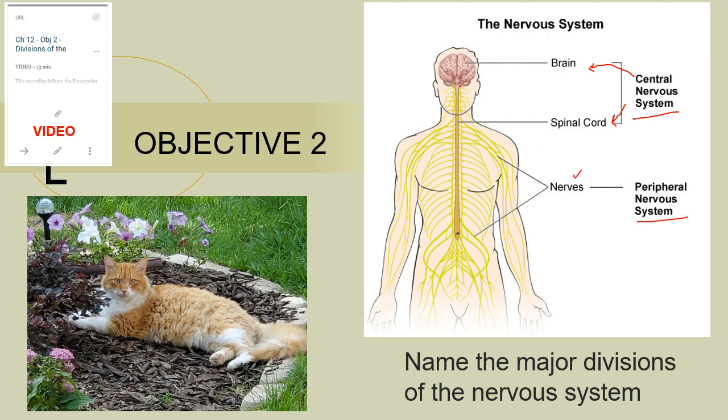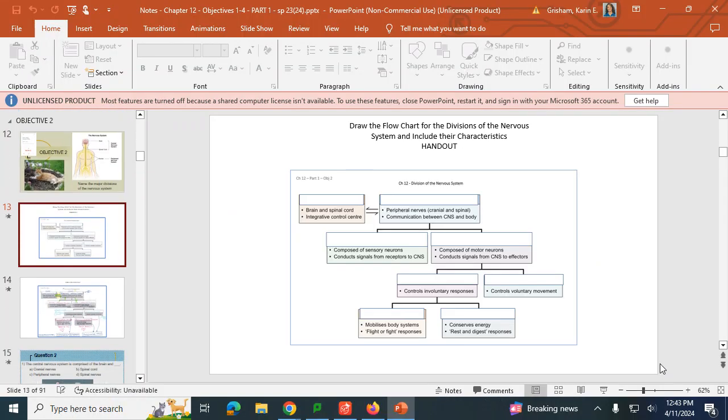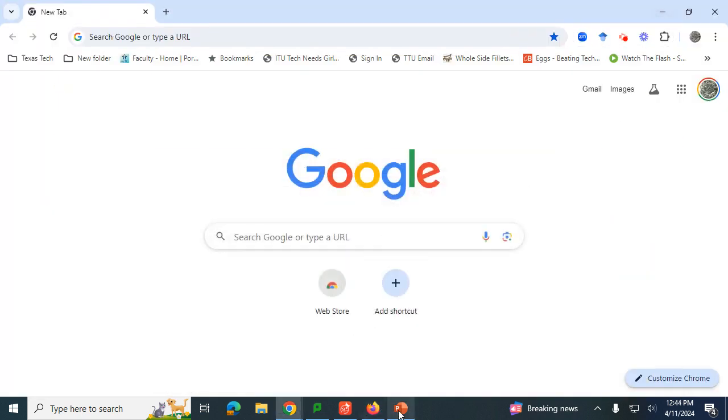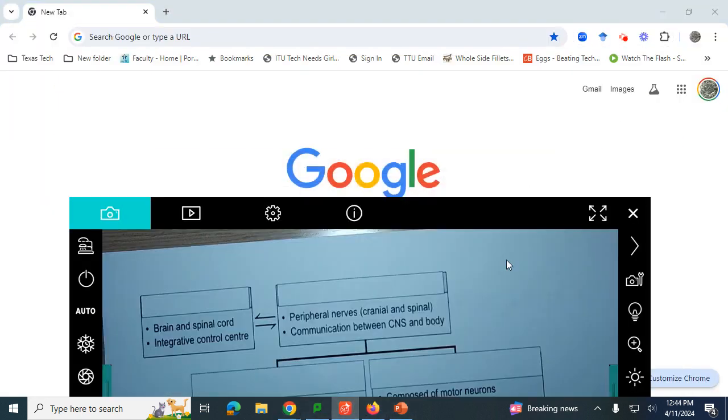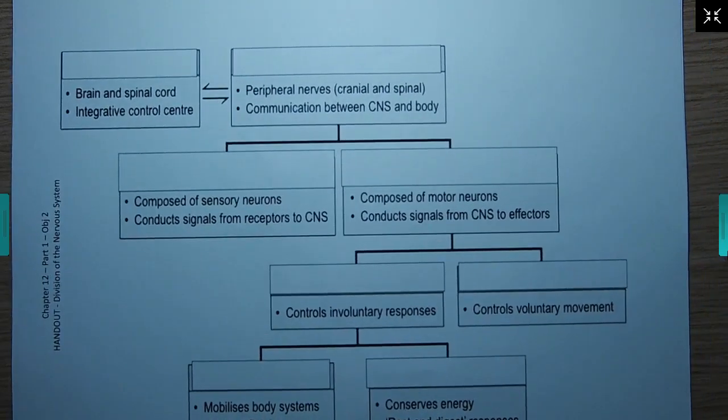Now those nerves include the nerves that come off the underside of the brain, called the cranial nerves, and the nerves that come off the spinal cord, which are the spinal nerves. So we're going to take a look at this handout real quick. This is one of the handouts that you have in your packet. So I'm going to go ahead and end the show right there, and let's take a look at that handout, and let's just kind of fill it out together.